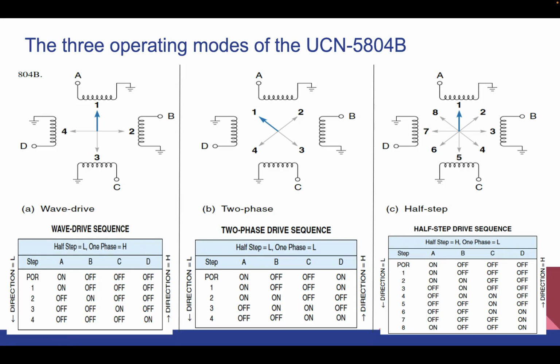So these operating modes that we saw offer flexibility to tailor the stepper motor's performance to the specific requirements of the application, whether we want to maximize the torque, the resolution, or a balance of both. So this UCN 584B provides the versatility needed for efficient stepper motor control.